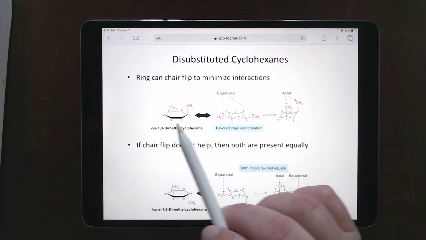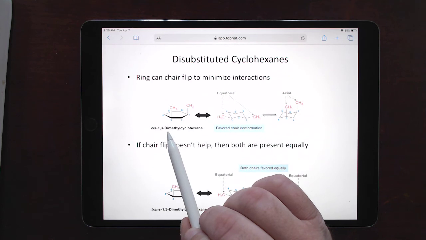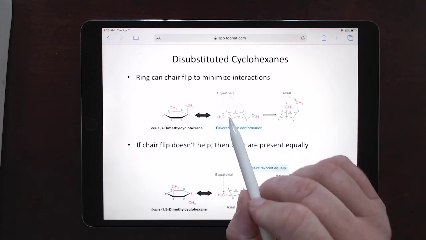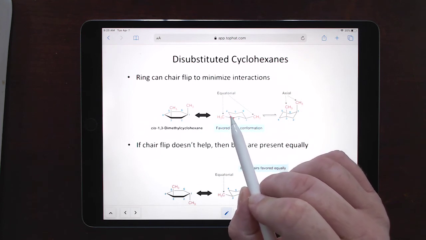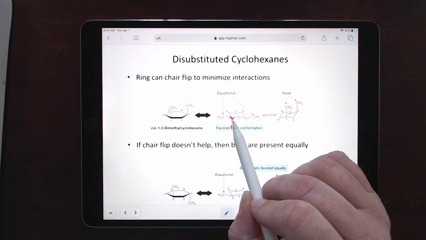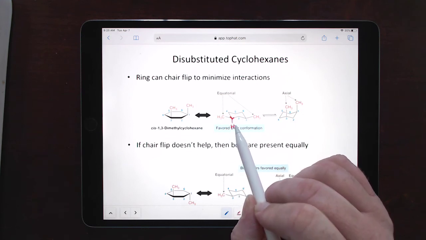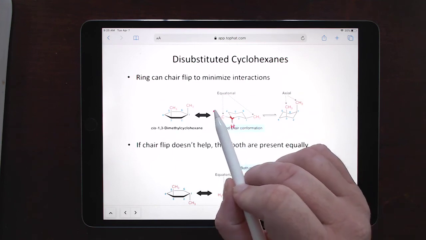So here we've got the cis, cis-1,3-dimethylcyclohexane, and if you do the chair configuration, for here the carbon-carbon bond is pointed down, so that means the axial is pointed straight down. So the hydrogen that's not shown is the down, which makes this the up.